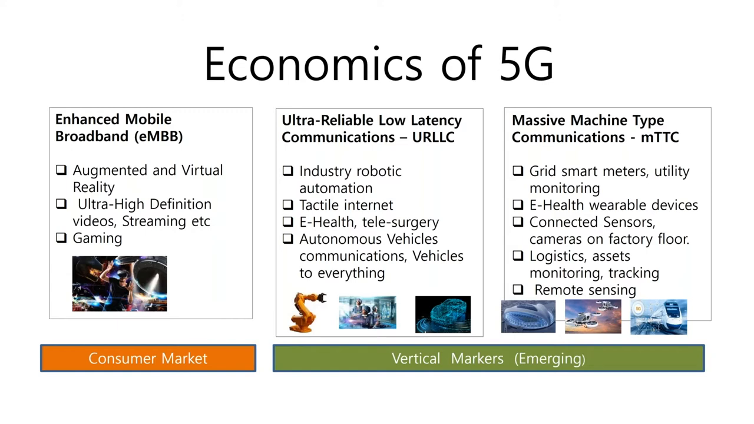Not all of this obviously will be available maybe at the same time. So these applications have different use cases. The first, this enhanced mobile broadband, is really what we have now with 4G, but much faster. That is focusing on consumer markets. On the other hand, the ultra reliable, low latency and massive machine type communications are focusing on vertical markets or emerging markets.